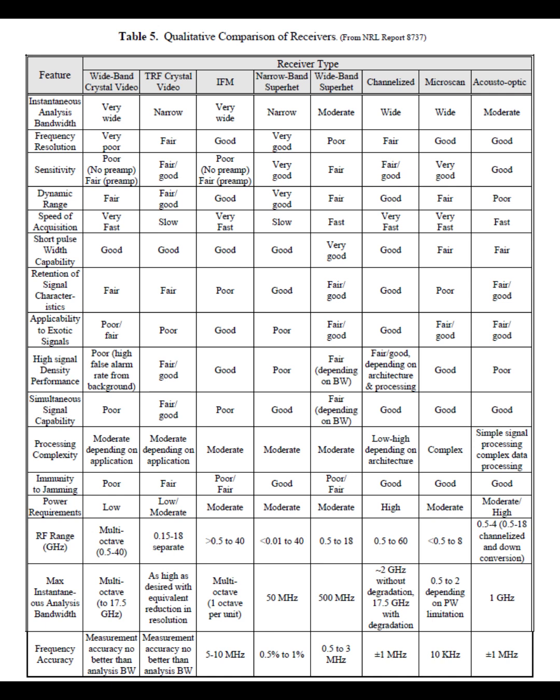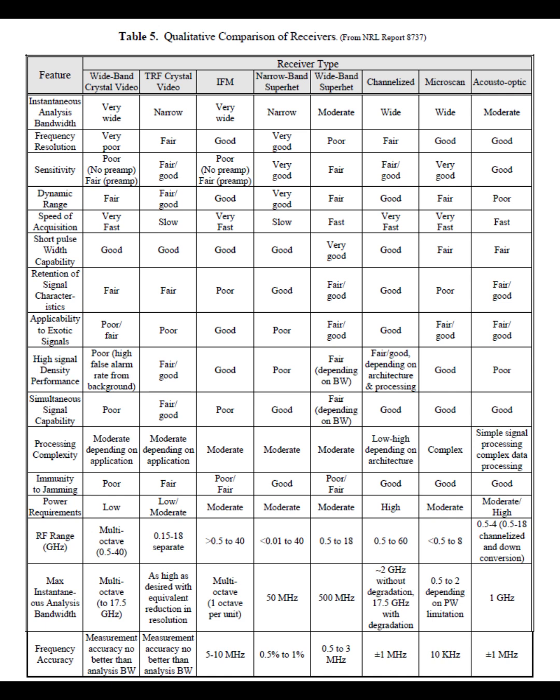Speed of acquisition. Speed of acquisition is how quickly the receiver can lock onto a signal. Wideband crystal video, IFM, channelized, and microscan receivers are very fast. TRF crystal video and narrowband superhet are slower. Short pulse width capability. This refers to the ability to handle very short signal pulses. All types are good in this aspect.